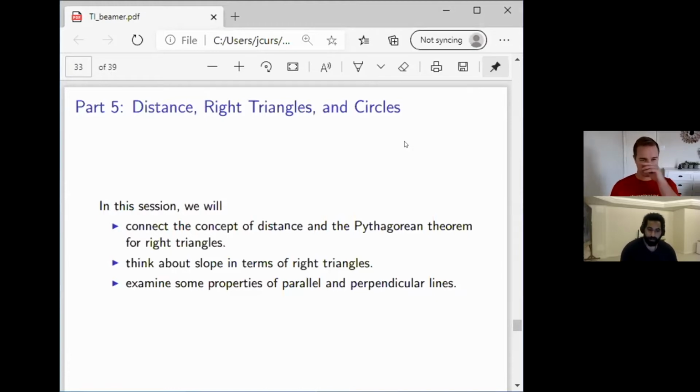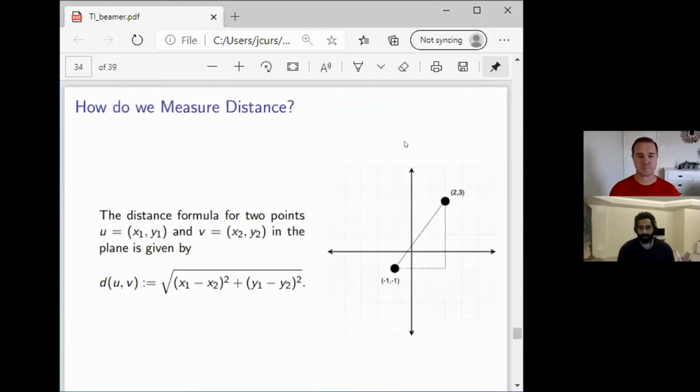Okay, first of all, review. How do we measure distance? If you remember, the distance formula for two points (x1, y1) and (x2, y2) in the plane is the square root of (x1 minus x2) squared plus (y1 minus y2) squared. You'll remember this from our first session.